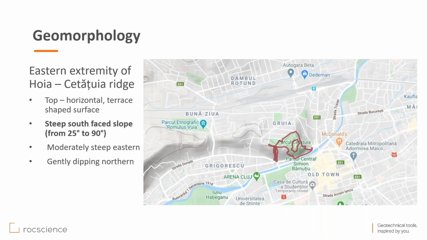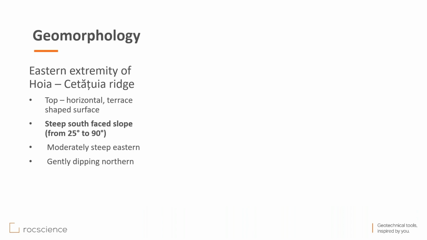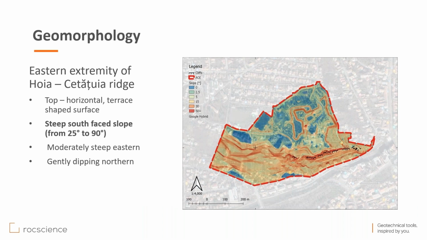Regarding the geomorphology, I want to remind that our case study is located in the central part of Cluj-Napoca, Romania. We have steep south-facing slopes ranging from 25 degrees to 90 degrees, which is the rock face. We have moderately steep eastern and gently dipping northern slopes, as you can see in this picture. The cliffs are the ones highlighted with the black lines, and the second one from the most eastern part is our case study.